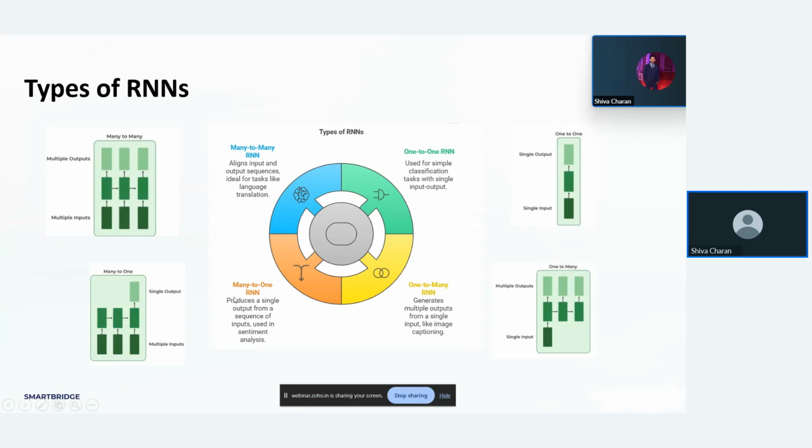And many to one. What is this many to one? It will take a sequence of inputs, chala inputs ni teesukuntundi, and then what it will do? It will produce only one output. The best example is sentiment analysis. Sentiment analysis is completely NLP, okay? We do it based on natural language processing.